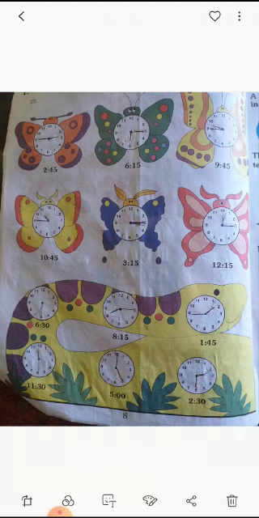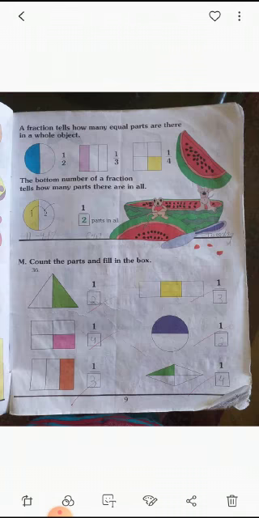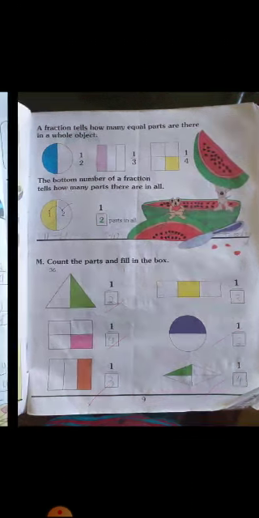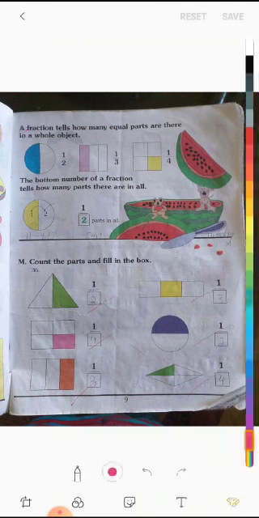Now come to the next page. The next page is about fractions. A fraction tells how many equal parts are there in a whole object. फ्रैक्शन आपको बताता है कि होल ऑब्जेक्ट में कितने पार्ट्स हैं.